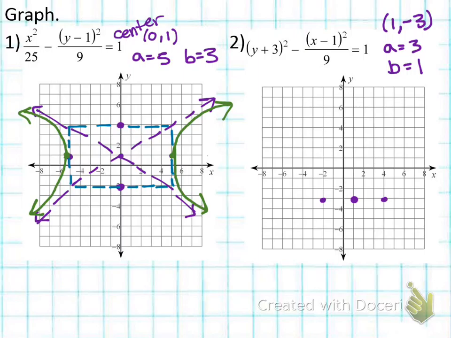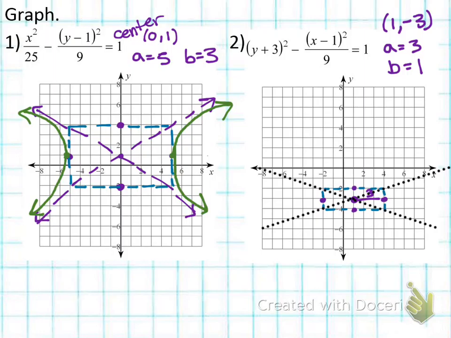And then 1 unit up and down from the center. And make the box like this. Okay? Then I'm going to make the diagonals through the vertices of the rectangle, right? So I go here, through the center and here, and then this point, the center and here. Okay? So those are my 2 asymptotes.